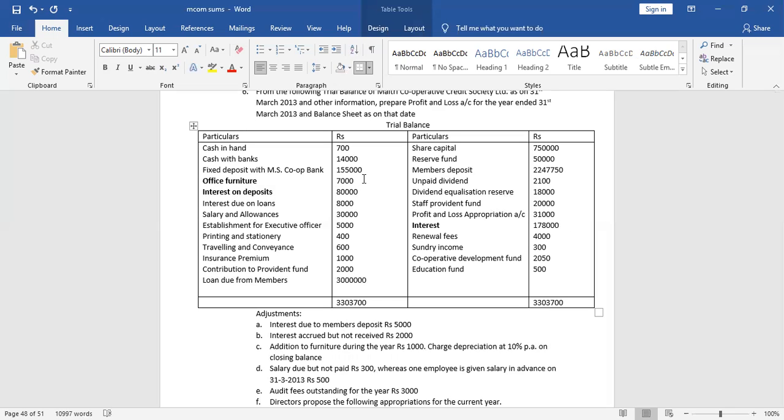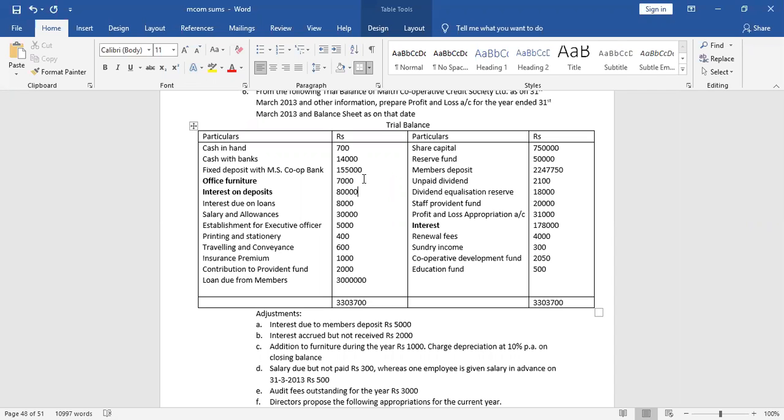Can anyone tell me? The closing balance of furniture is 7000, and there is an addition made during the year to furniture 1000. So what should be the opening balance of furniture? Can anyone tell me? Furniture closing balance is 7000. In the year, the addition made to the furniture is 1000. So the opening balance will be 6000. 6 plus 1 is 7000.